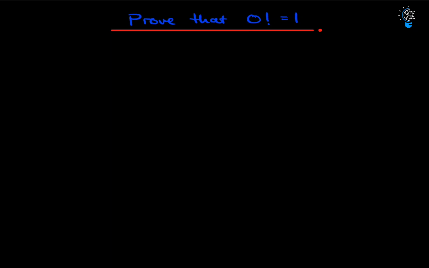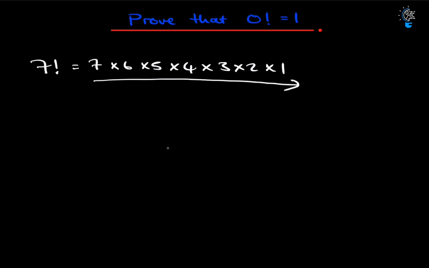To start with, let's first understand what the factorial is. By definition, when we say 7 factorial, we mean 7 times 6 times 5 times 4 times 3 times 2 times 1. When you find the product of everything, what you get is what we call 7 factorial. In other words, 7 factorial is just the product of all positive integers from 1 to 7.